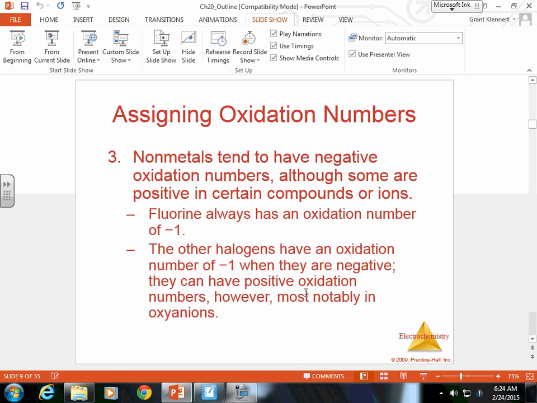Continuing with nonmetals, fluorine always has an oxidation number of -1, and the other halogens typically have an oxidation number of -1 when they are negative. They can have a positive oxidation number, and that usually exists when they are bonded to oxygen in oxyanions.